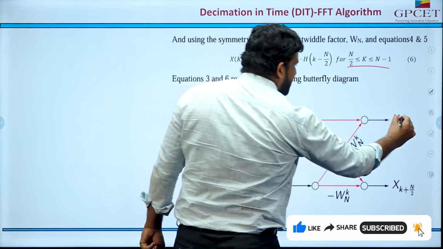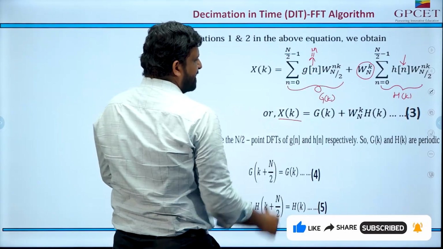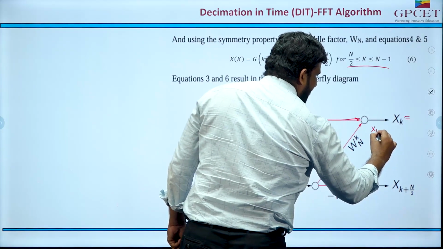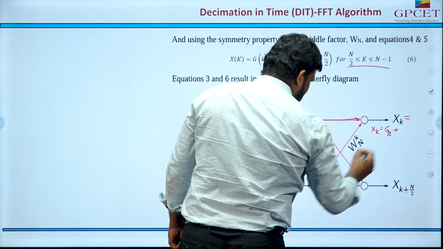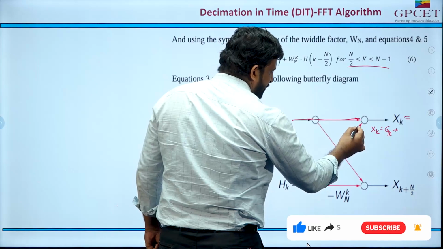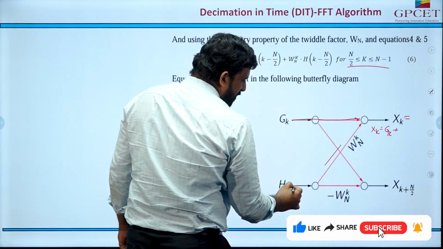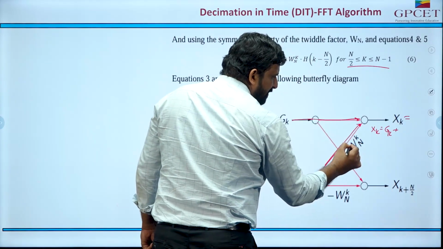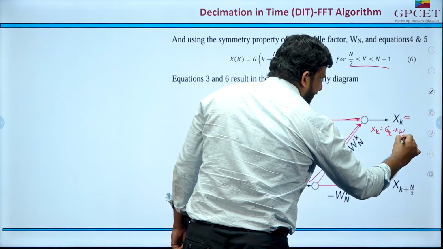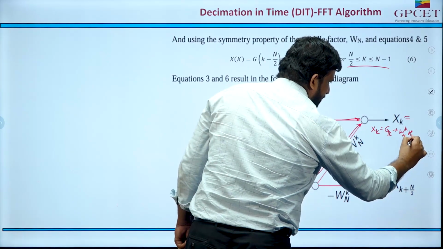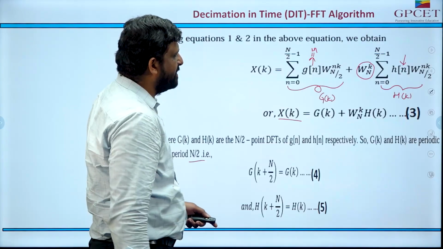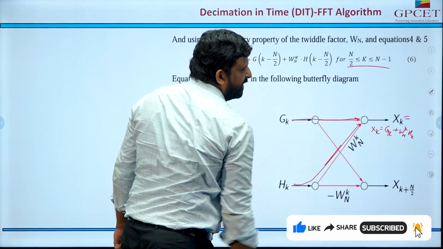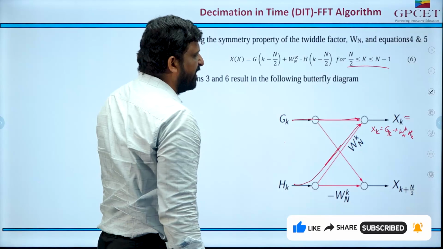See here. So what is xk? You can see here, xk is equal to first gk. So gk is coming here. I will write here, xk is equal to gk plus, from the down, what value is coming? hk. That is plus, and we should keep it in mind, there is one factor which is wn power k into hk. You can see the equation, which is the third equation: xk is equal to g of k plus wn to the power of k into h of k. Fine, it is the value for x of k.